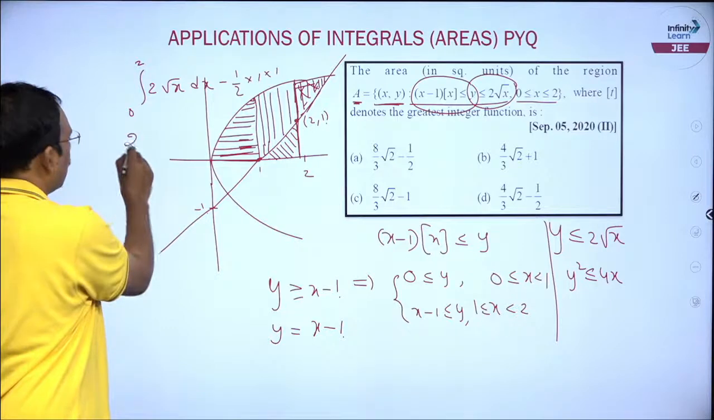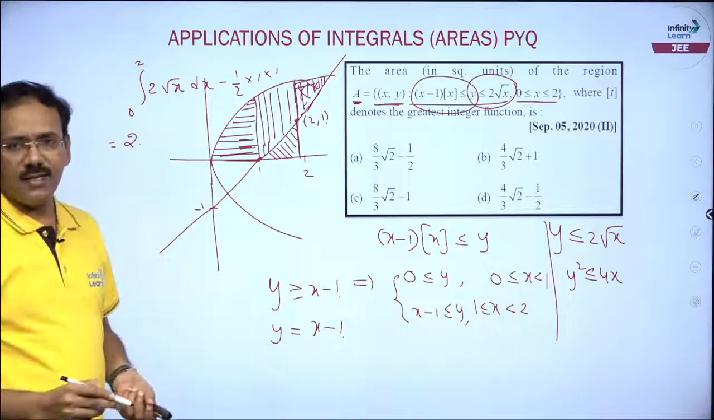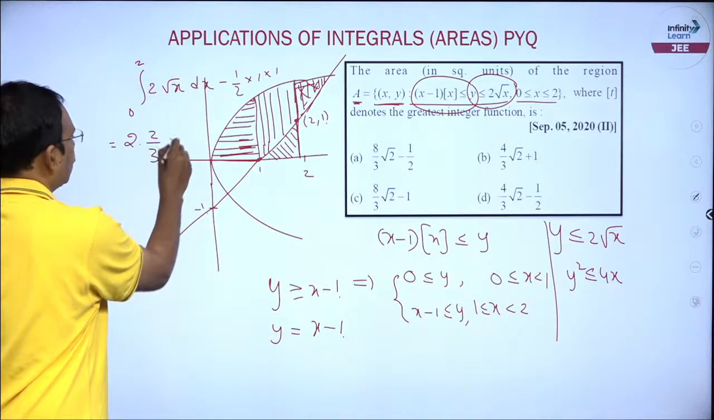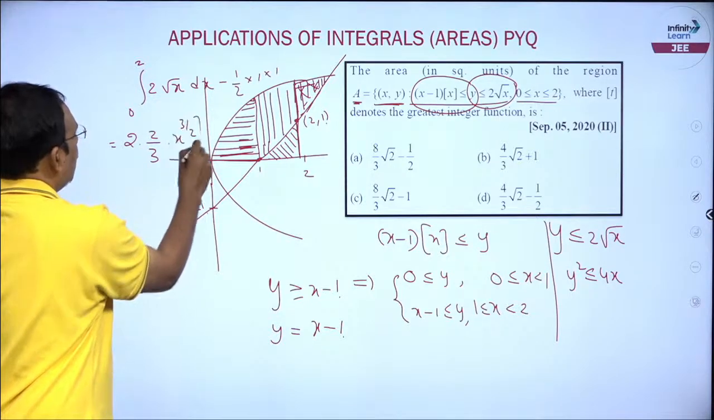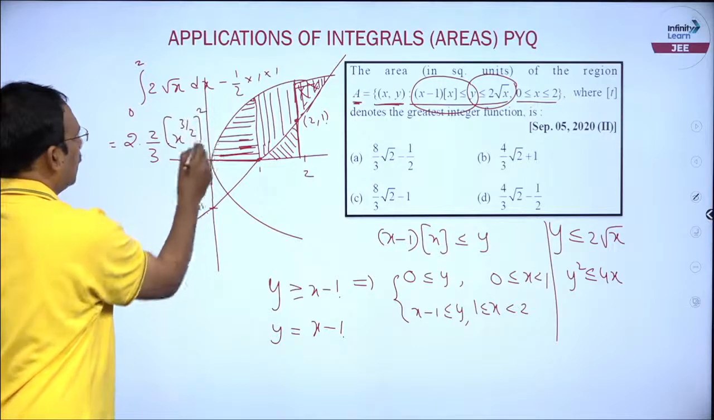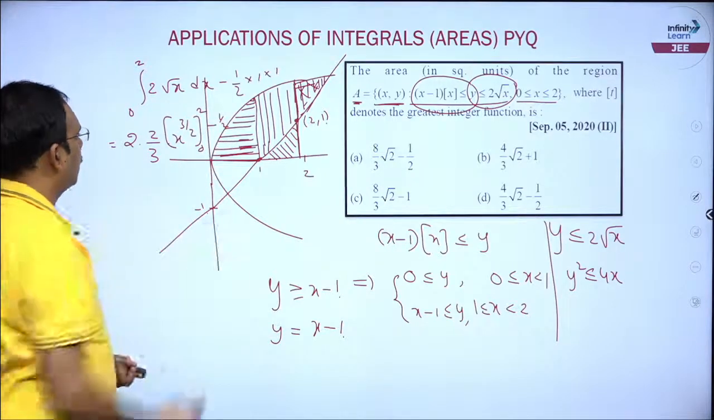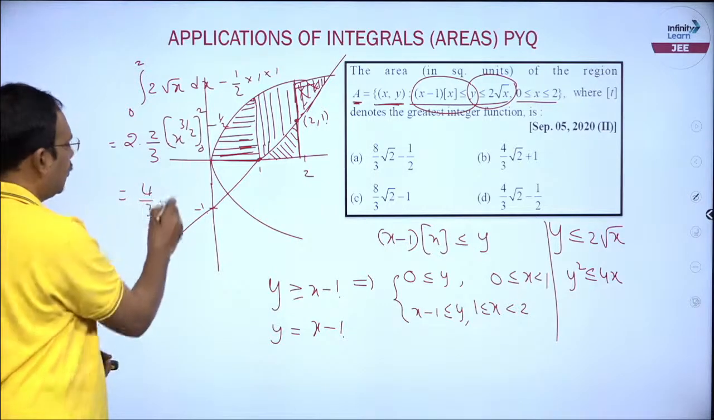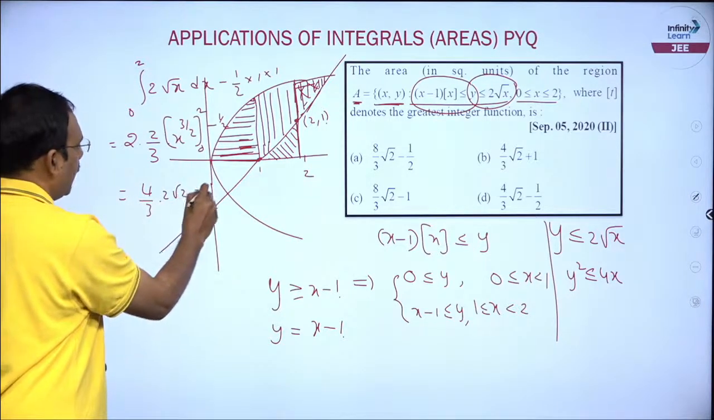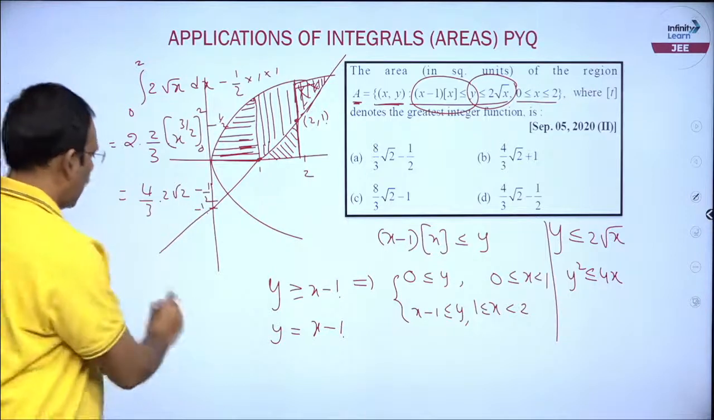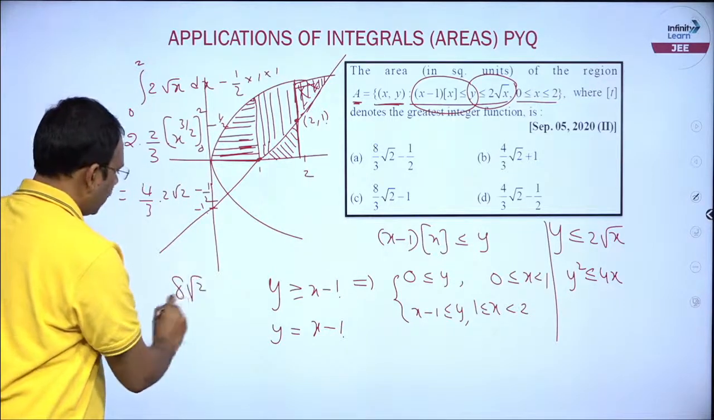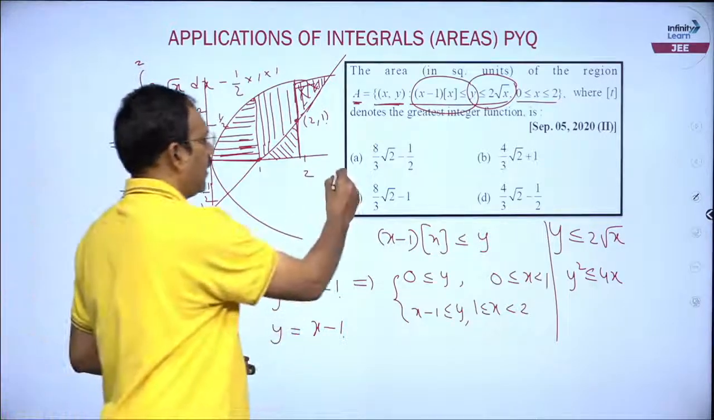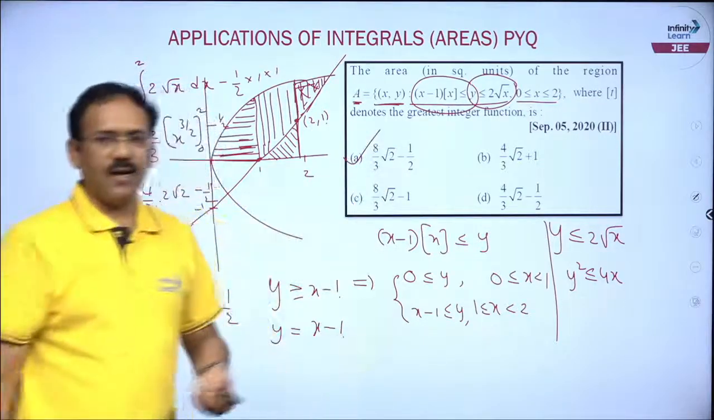2 you can put outside. The integral of root x is x to the power 3 by 2 into 2 by 3, between the limits 0 to 2, minus 1 by 2. So, this is going to be, friends, 4 by 3 into 2 root 2 minus 1 by 2, which is 8 root 2 by 3 minus 1 by 2. 8 root 2 by 3 minus 1 by 2, option A is the right answer.